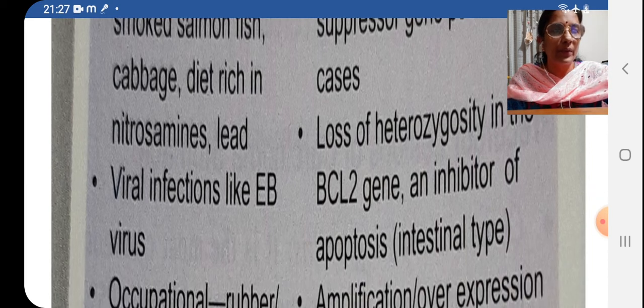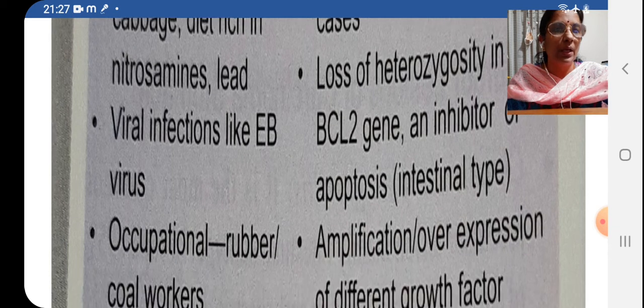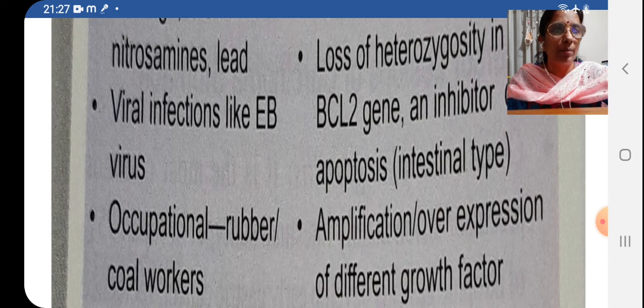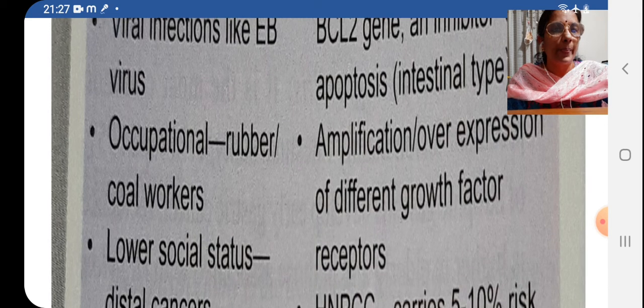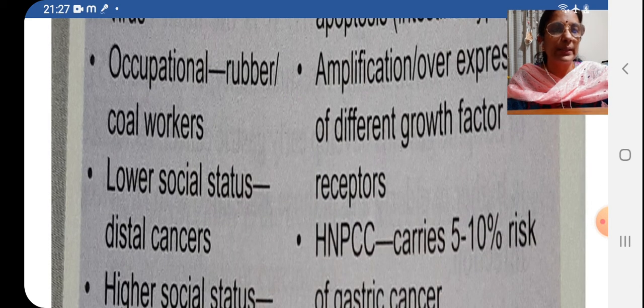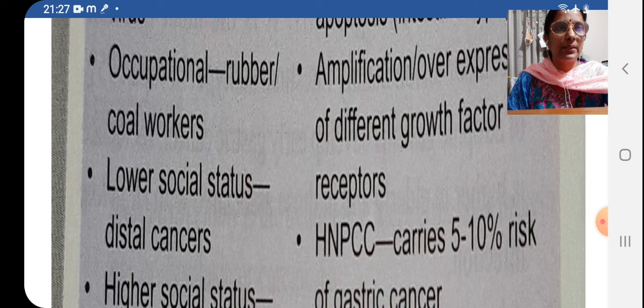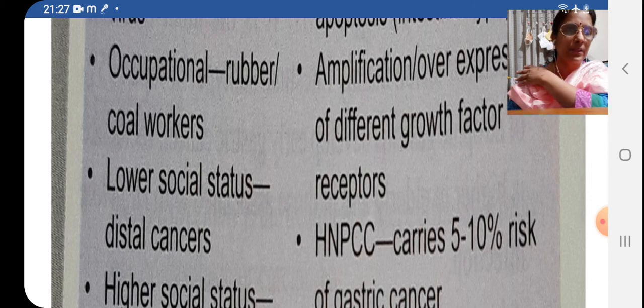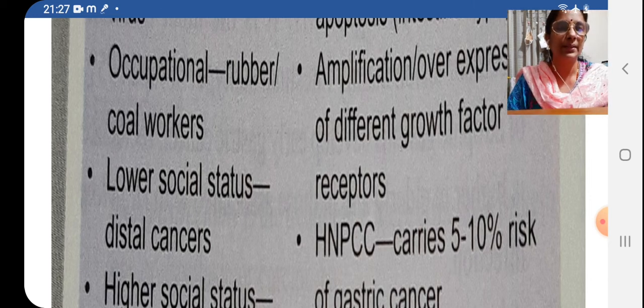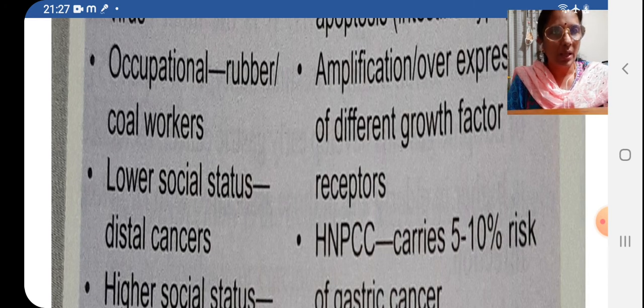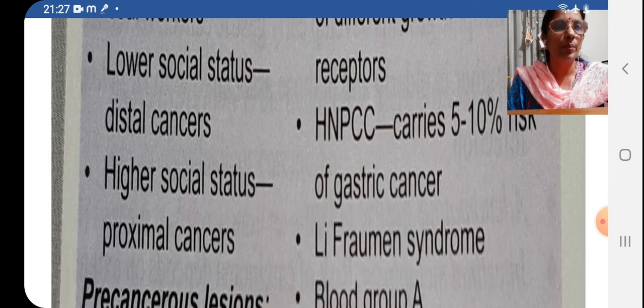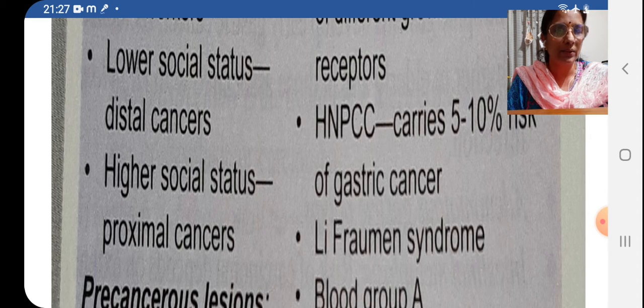Then viral infections like Epstein-Barr virus infection, occupational exposure like rubber and coal workers, and low socioeconomic status. Distal cancers are most common in low socioeconomic status, because they used to get acid peptic disease and finally it can lead to gastric ulcers and carcinoma of the stomach. And in the higher social group, the proximal cancers, like cancers of the cardia of the stomach, are most commonly seen in higher class people.